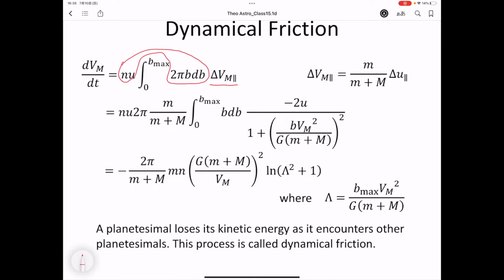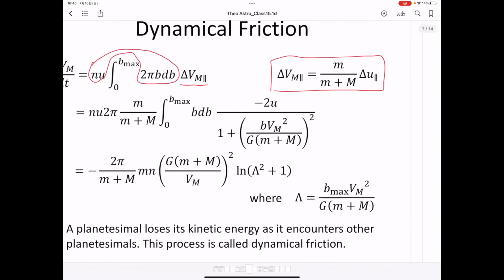Then if you sum up the change of the velocities for the single encounters, you can find the total change of the velocity of a planetesimal with a mass of capital M. For a single encounter, delta v sub m parallel equals m over m plus capital M times delta u parallel. So at first, I'd like to derive this expression.